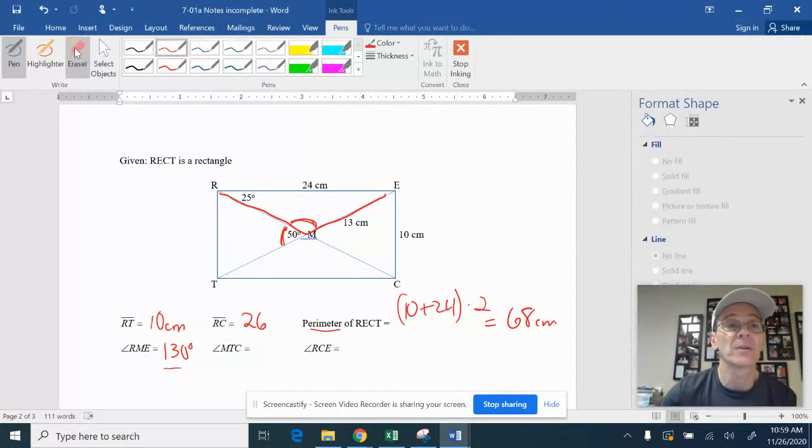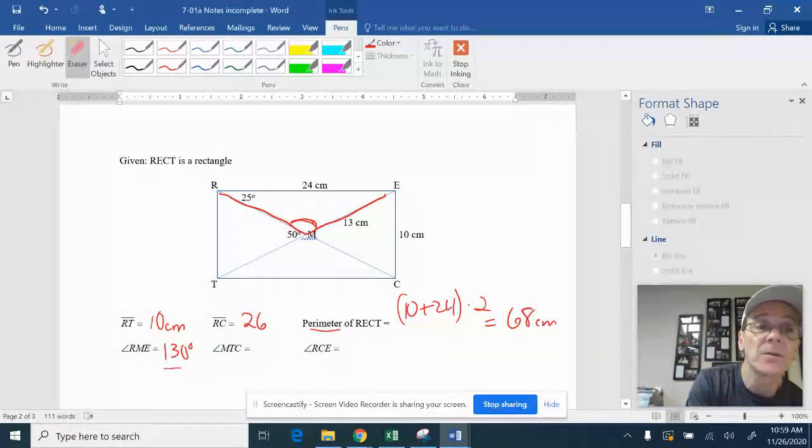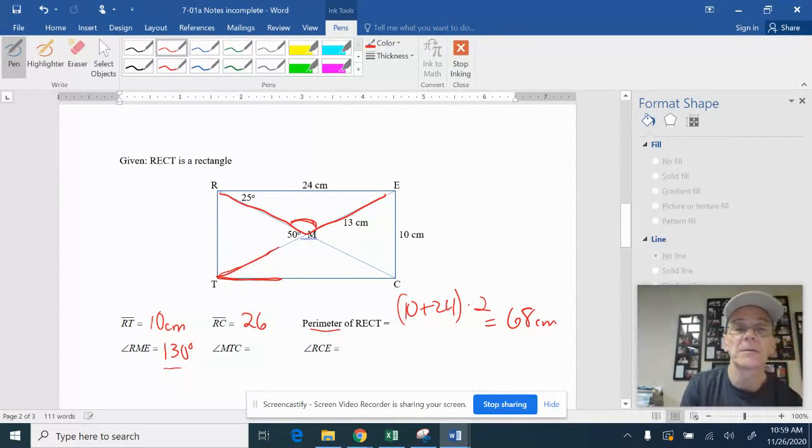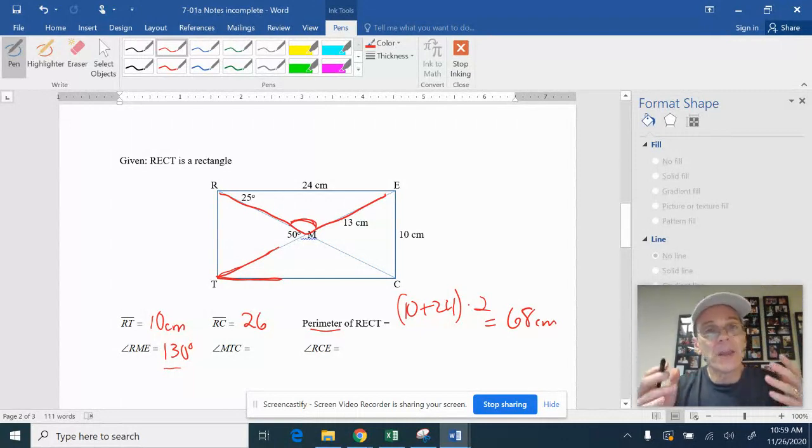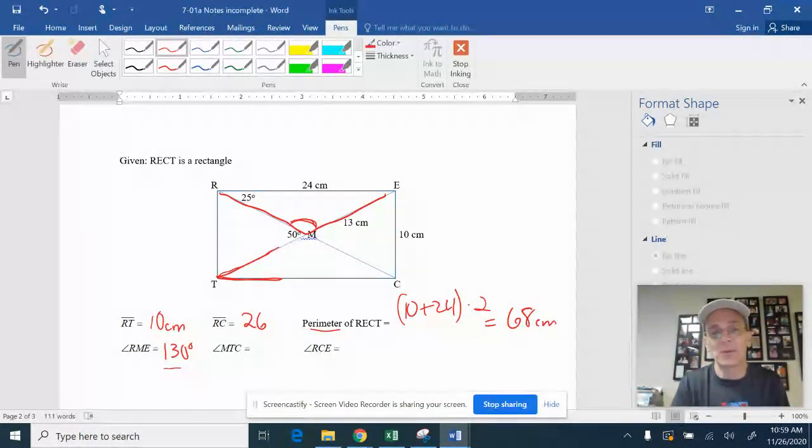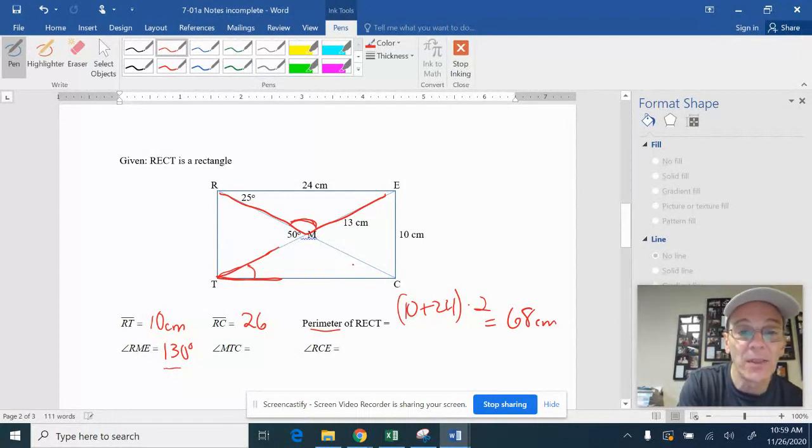Where's that? Again, I want to erase some of the other stuff going on in here. MTC, right here. Well, every angle measure in this quadrilateral is related in some way to some other angle or angles in this quadrilateral. Does that angle appear to be congruent to any other angles in this quadrilateral? Sure, it appears to be congruent to that one. And doesn't it also appear to be congruent to that one and that one? So angle MTC is 25 degrees.